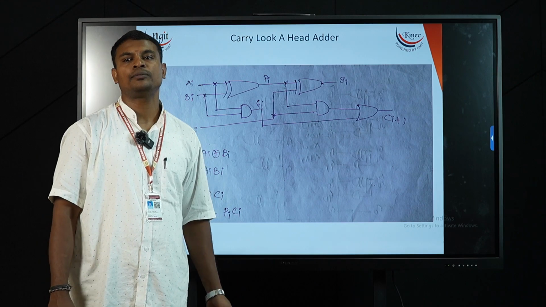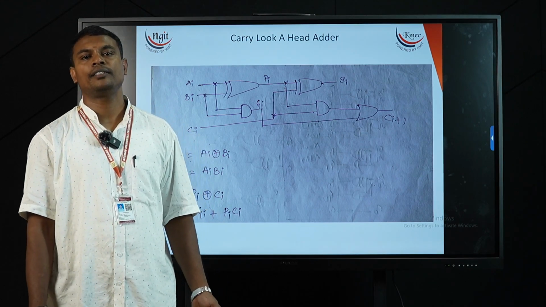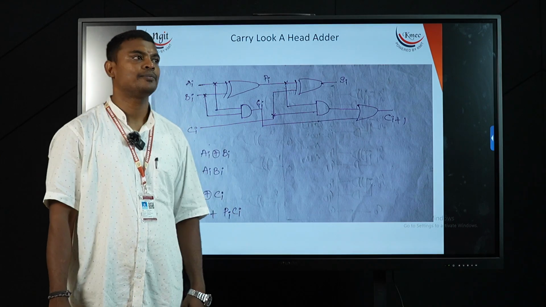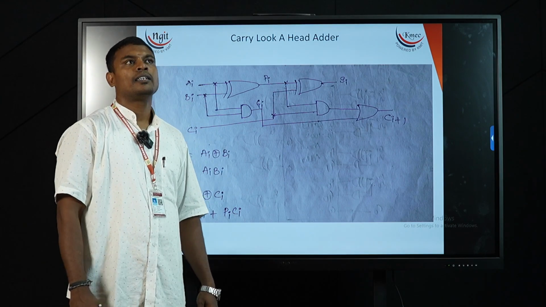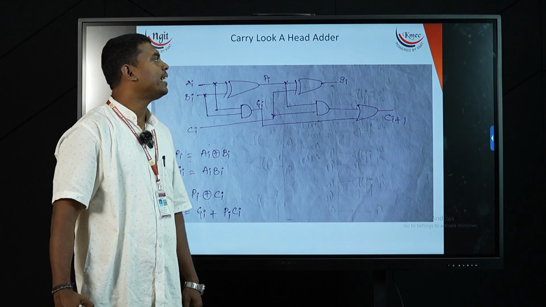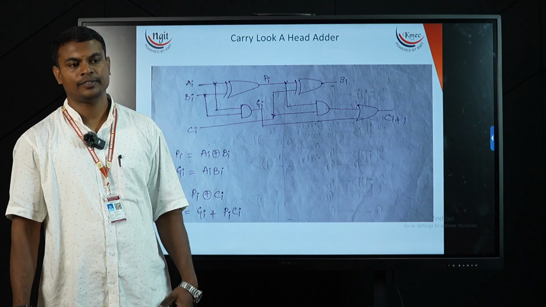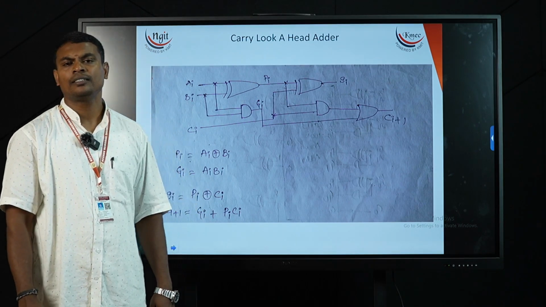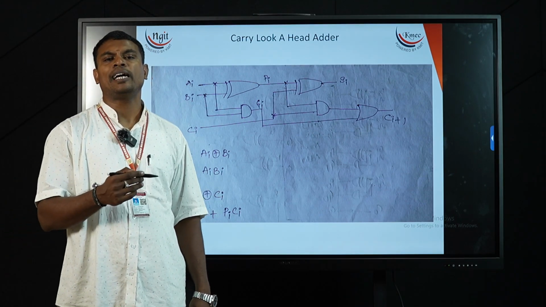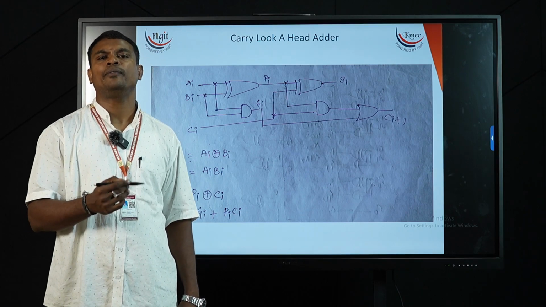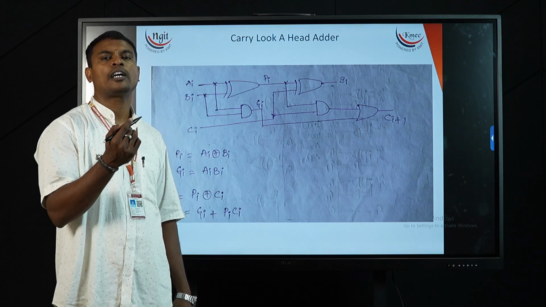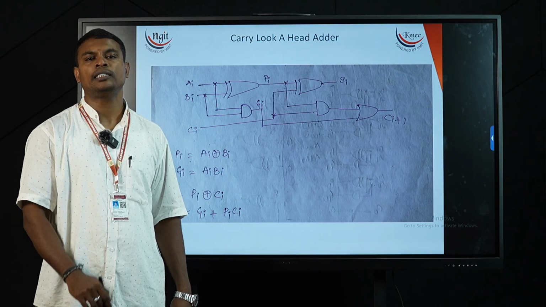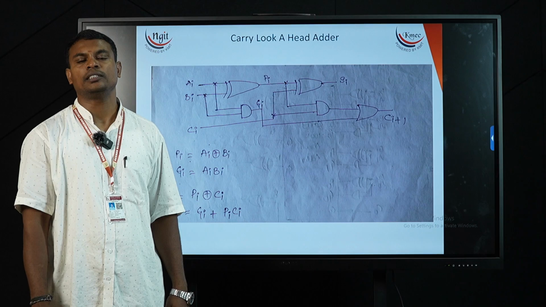In the previous sessions we were seeing half adder, full adder, parallel adder, BCD adder or decimal adder. Similarly, now in this session we are going to see a carry look ahead adder. Why are we coming to carry look ahead adder? In the previous sessions, in a parallel adder or decimal adder, we were waiting for the carry to come to the next stages to generate the sum for the next stage.